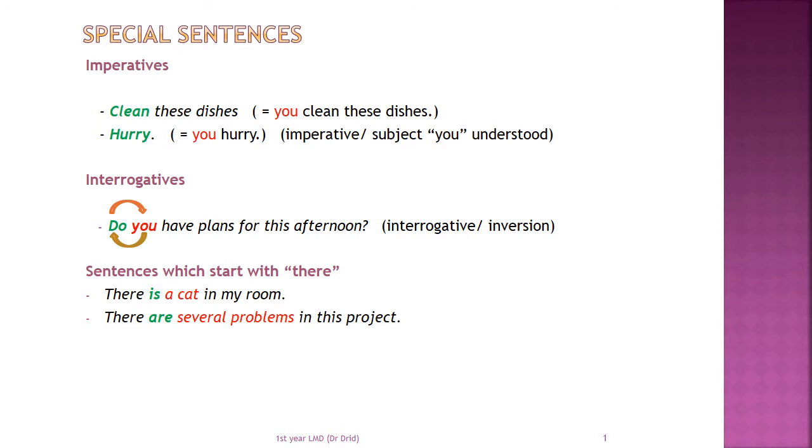We have said that any simple sentence consists of a subject and a predicate. This is the general structure. But there are some special types of sentences, and you have to be careful.